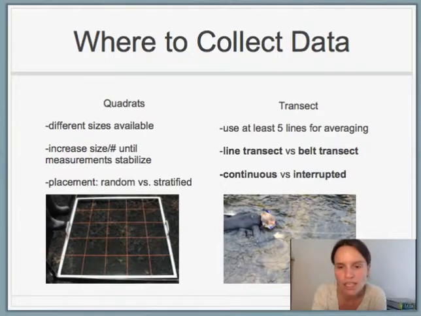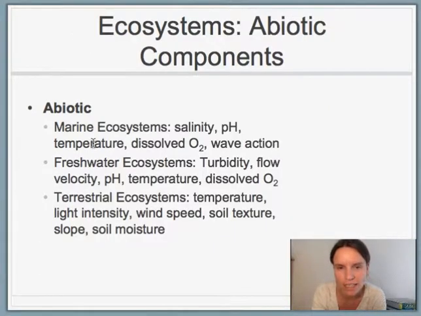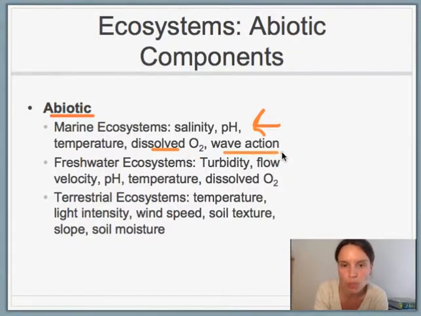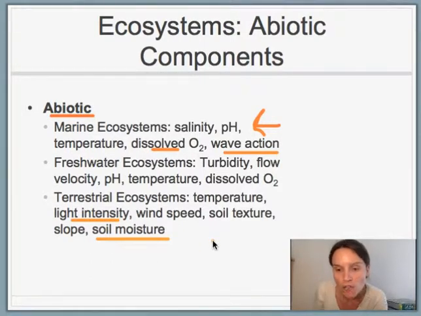You also want to consider what type of data you're collecting. So you can look at abiotic data, things like salinity and pH, temperature, if you're looking at water, dissolved oxygen, and wave action. You can also look at stuff like light intensity, soil moisture in a terrestrial ecosystem. All of those make really good practical pieces of information to collect about a given ecosystem that you're studying.